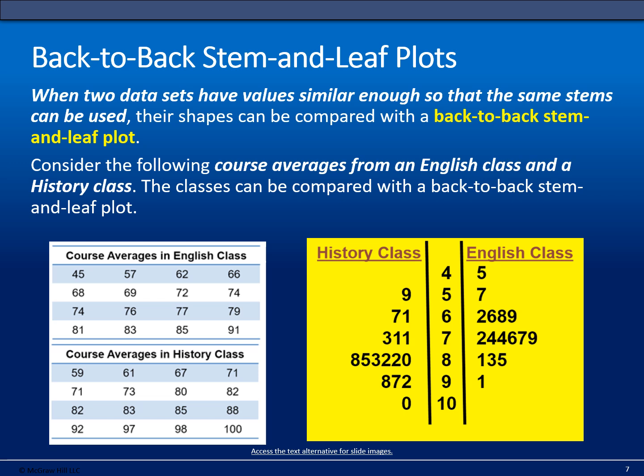We can also do back-to-back stem and leaf plots. When two data sets have values similar enough so that the same stems can be used, their shapes can be compared with a back-to-back stem and leaf plot. We plot them the same way. Here we're looking at an example with course averages in English, which you see on the right side here, and course averages in history classes, and you can see those here.